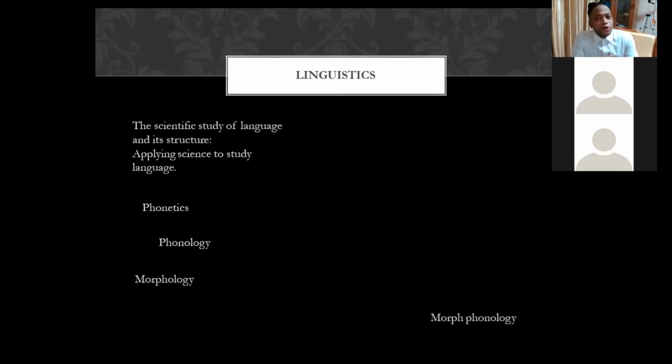Morphophonology, another subdiscipline within linguistics. Here under morphophonology, that's when we mix. It's a mixture of morphology and phonology. Okay, so it's a mixture of studying sounds within languages along with the smallest meaningful units that carry meaning within language.